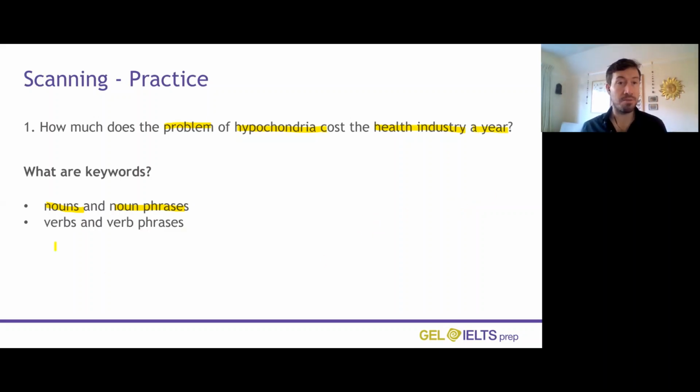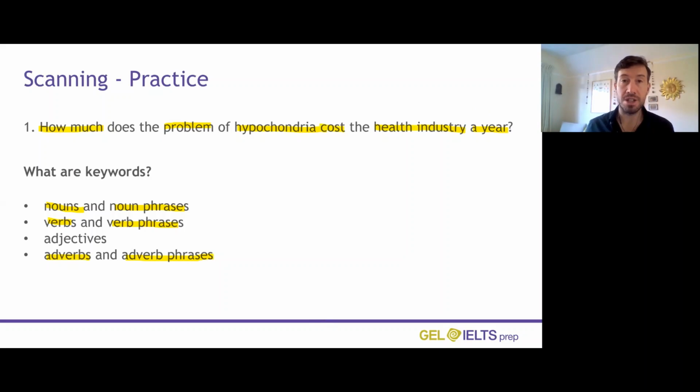Other keywords could be verbs and verb phrases. For example, you will probably find the verb here, cost, certainly a key word. Adjectives are usually keywords, but we don't have any adjectives in this particular question. And adverbs and adverb phrases are also keywords. So how much is an adverb. So those would be the key words of the question. And if we were going to scan for something, we'd think of synonyms for them and look for that.